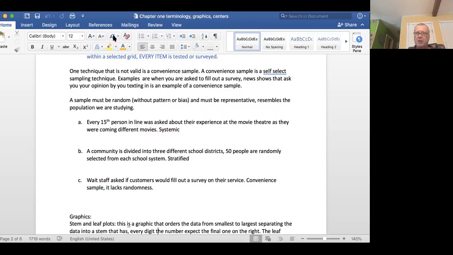All right, so that's really, in a nutshell, chapter 1 stuff. Next time we'll talk about graphics. And then the third time, as I said, we'll talk about measures of central tendency.